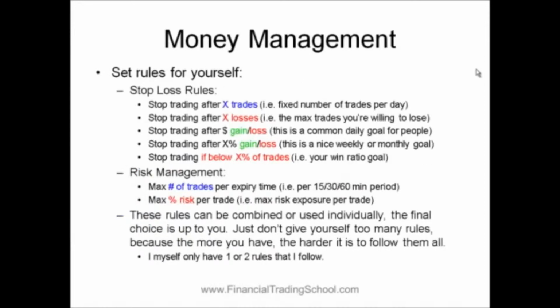So here are the common criteria for money management for stop loss rules and risk management. For stop loss rules, you might stop trading after X trades, i.e. a fixed number of trades per day. Or you stop trading after X losses, i.e. the max trades you're willing to lose. Or stop trading after a $1 gain or loss. This is a common daily goal for people, so you might want to gain $20 a day, or you want to lose $10 per day, or something like that.